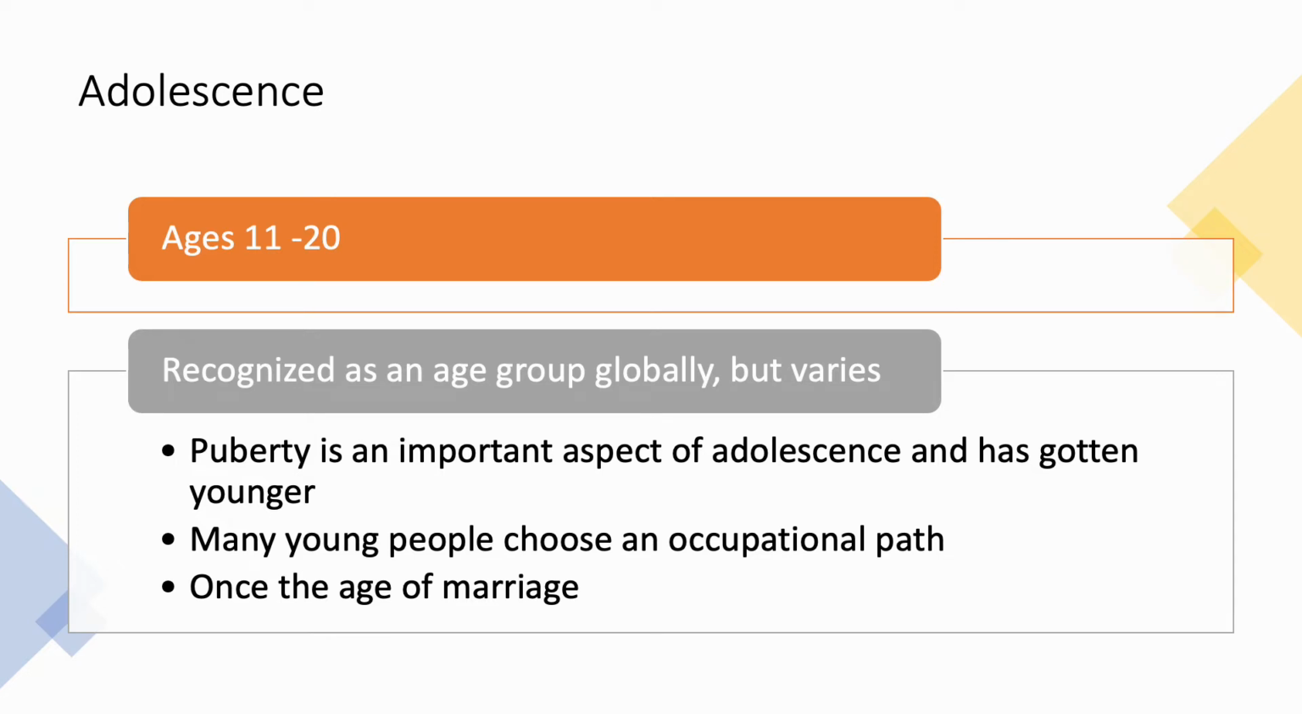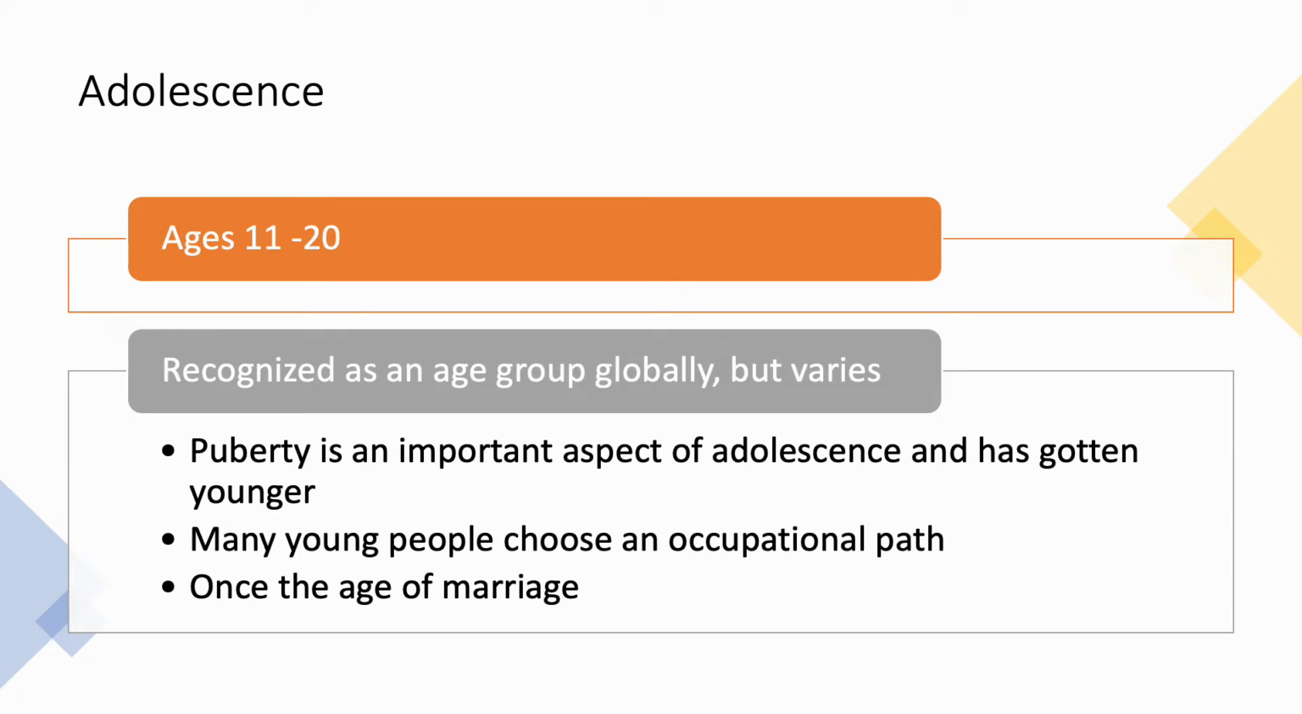Well, let's get busy talking about adolescence. Adolescence is an age that's between about 11 and 20. And again, this is a social construct. It depends on where you live and what you're reading. When I worked in an adolescent clinic, we would take people up until they reached their 22nd birthday, which is my way of saying it depends, but on average, it's between the ages of 11 and 20. It is recognized as an age group globally. However, it does vary.